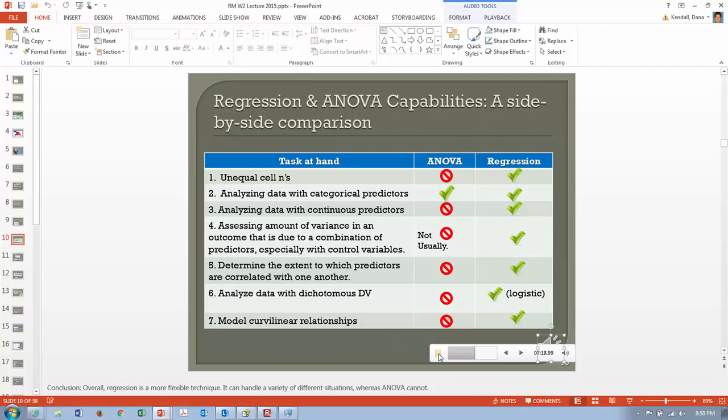So if you have that case, you would use ANOVA, but regression can also handle that kind of case. I just don't recommend regression. It's just not the easiest way. So there you have it.